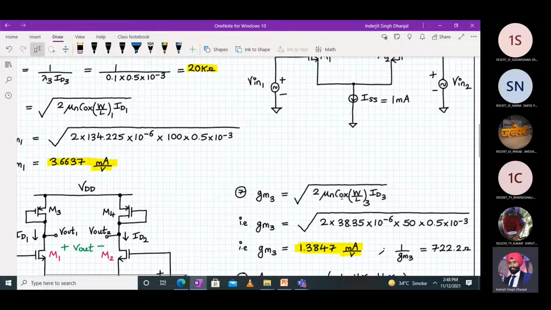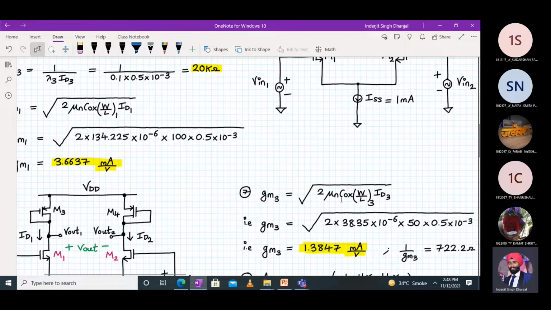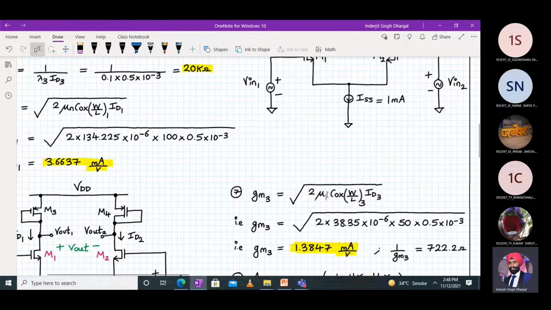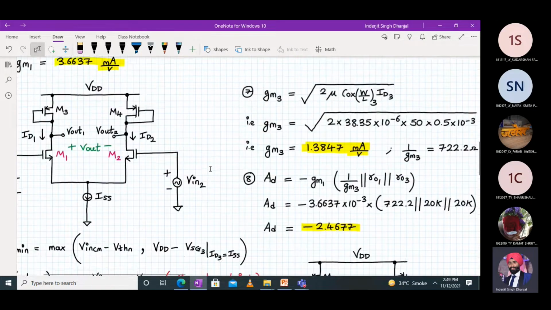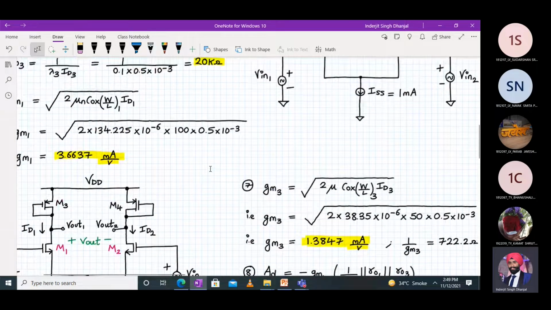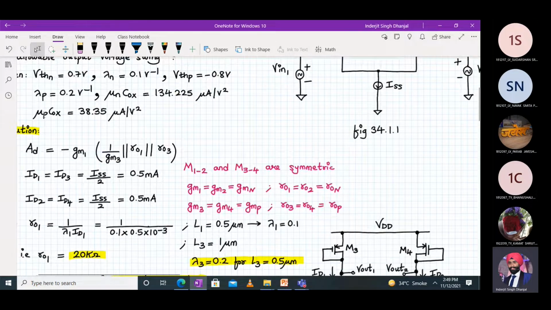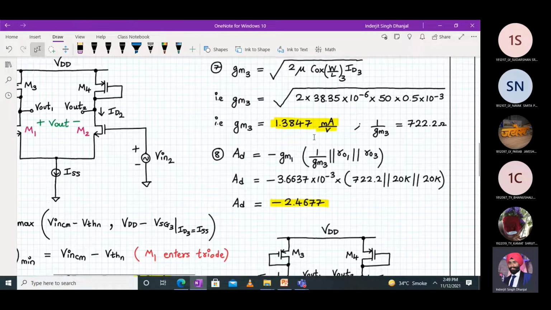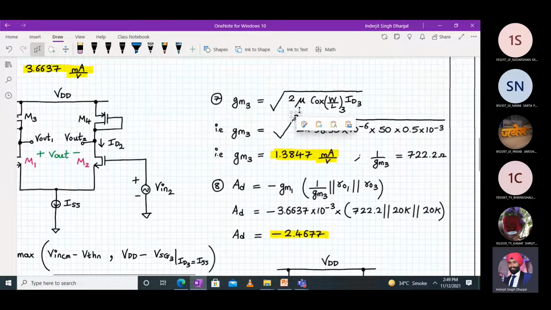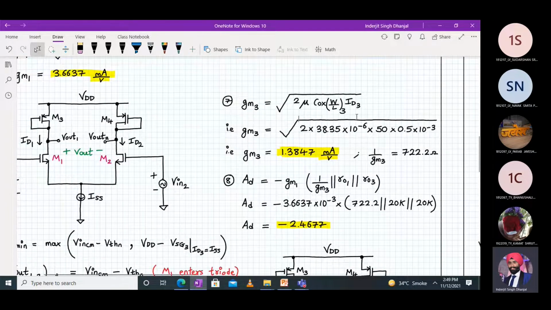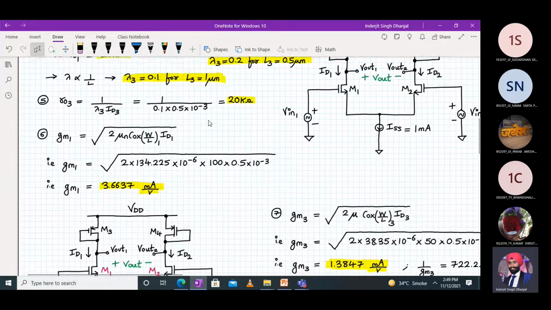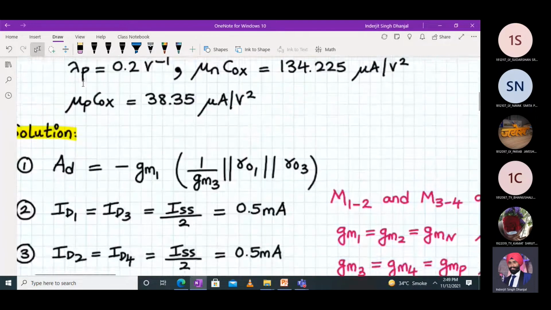GM3 is twice mu, actually it should be mu P. P should come over there, not N. Where it is calculated, it should be 1.3847. Twice mu P Cox W by L of 3 into ID3. So please check whether it is 1.3847. Till then I'll copy the correct one.